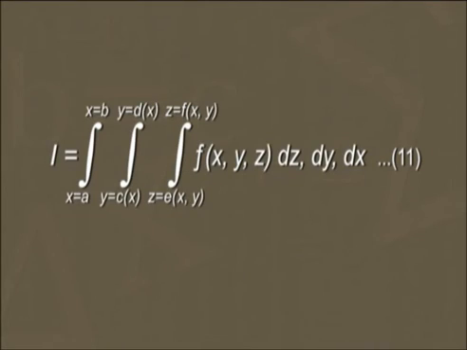For example, if we reverse the order of integration, that is with respect to z, then y, then x, we have I equal to the integral of f of x, y, z dz dy dx, z limit going from e of x, y to f of x, y, y limit going from c of x to d of x, and x limit going from a to b.